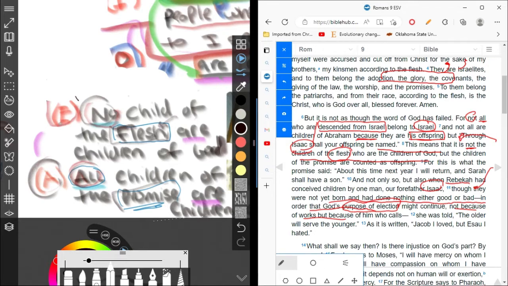Might continue, not because of works. So the works in the flesh are probably the same thing, that Abraham did this through works to try to fulfill something. But it was God who came to him and told him, and then it was Isaac. So the purpose of election might continue not because of works, but because of him who calls. She was told the older will serve the younger, as written, Jacob I loved, Esau I hated. So Esau is of the flesh, Ishmael is of the flesh, but Jacob and Isaac are of the promise. Both Esau and Ishmael came from Abraham.